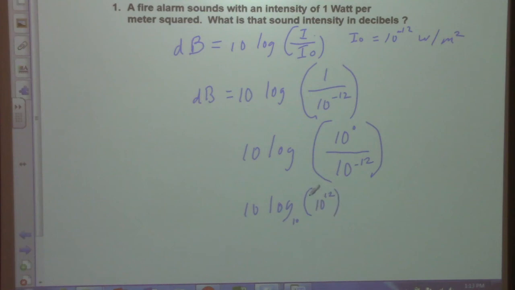What can we do with that 12? Well, you can move that 12 out front, 12 times 10, so that's going to be 120 log base 10 of 10. And what's log base 10 of 10? 1. So you have 120 decibels that way.